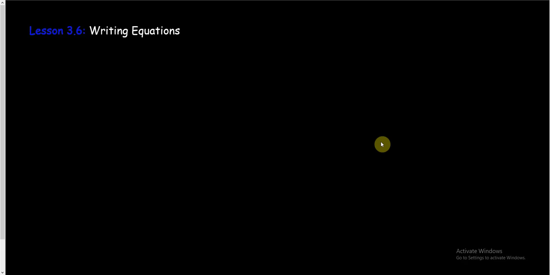Hello and welcome to lesson 3.6, writing equations. So far in this chapter we've been graphing equations. We've been saying, oh look, if I give you this information, could you figure out what the equation looks like? Now we would like to be able to kind of go backwards.